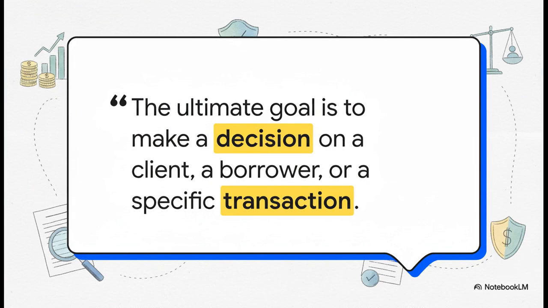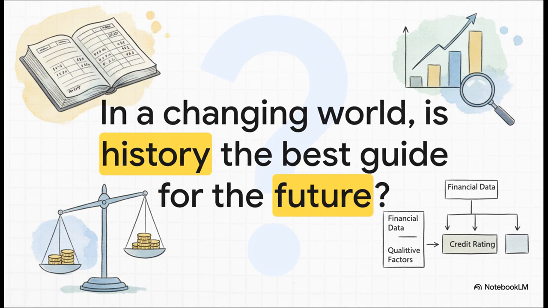And that's really the bottom line. Credit risk management isn't some abstract academic exercise. It's an intensely practical tool. It is all about making a concrete decision on a specific client, a specific borrower, or a single transaction. But here's a final thought to leave you with. So much of what we've talked about involves using the past, historical data, past performance, to try and predict the future. And that leads to a really big question, right? In a world that's changing faster than ever, is history always the best guide? And how will this entire process have to evolve to keep up?